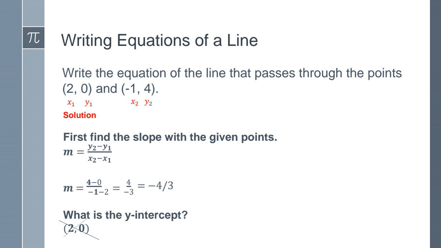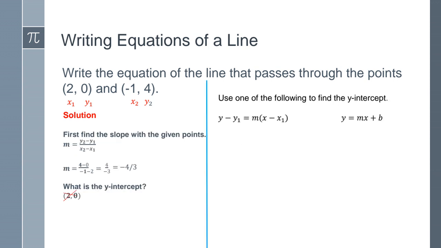And again, we don't have the y-intercept, but we have enough information to actually find it. Okay. And again, the y-intercept is not 2, 0. So we have to use one of either formula. This is called the point-slope formula, or we can use the slope-intercept form to find my b, or the y-intercept.